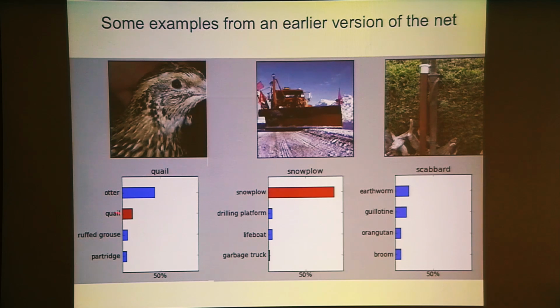But notice the other 3 are all kinds of bird, and I'll bet you don't know whether that's a quail or a ruffed grouse or a partridge. This one I like. This is snowplow. This is a Canadian example. And it's very confident it's snowplow. But if you look at its other bets, it says drilling platform, garbage truck, and lifeboat, which are all quite plausible. In particular, lifeboat.